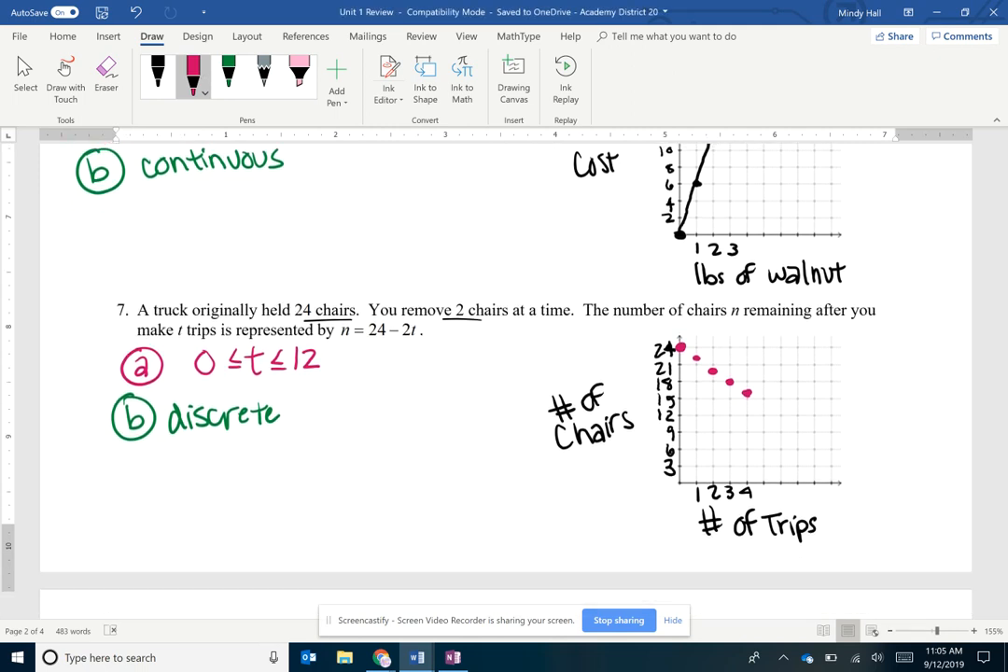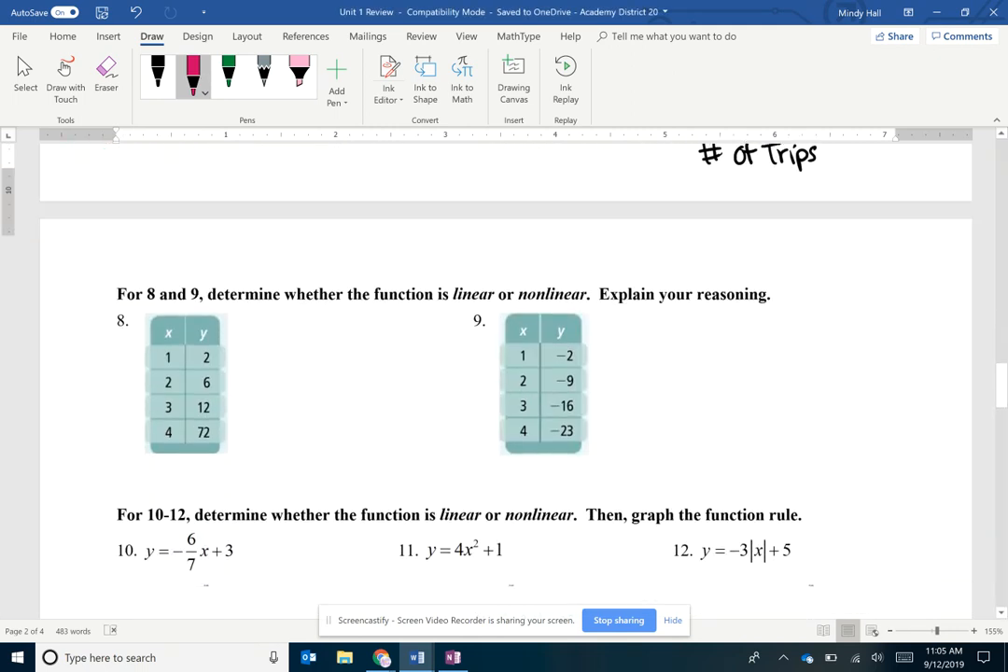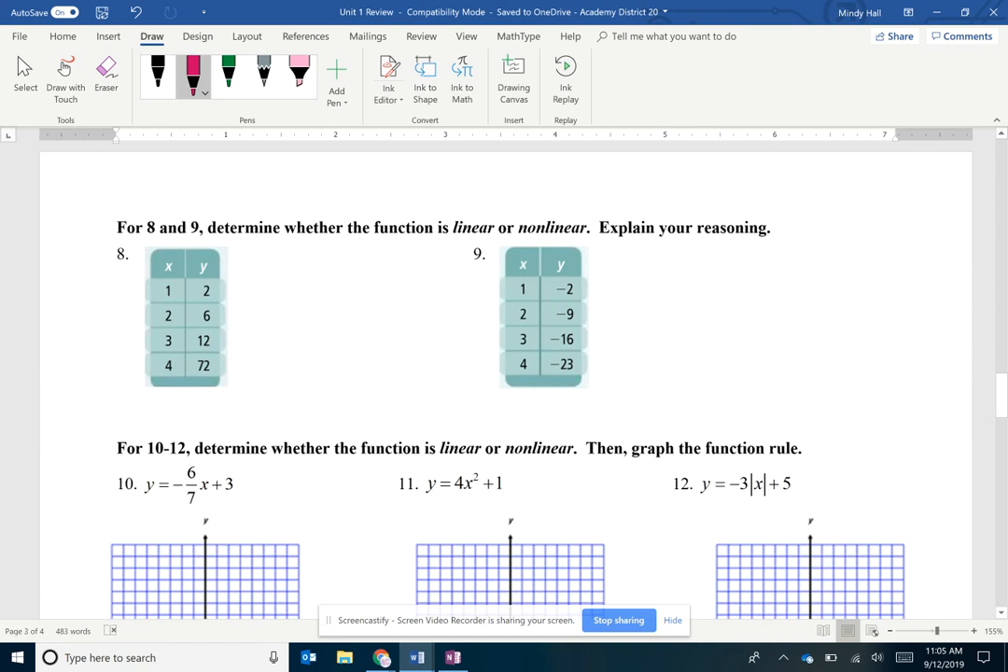Okay. All right, so then for number 8, we are determining if it is linear or nonlinear. So you just have to see if your rate of change is constant. To get from 2 to 6, that's plus 4. 6 to 12, that's plus 6. 12 to 72, plus 60. So as you can tell, not a constant rate of change. So this is nonlinear.